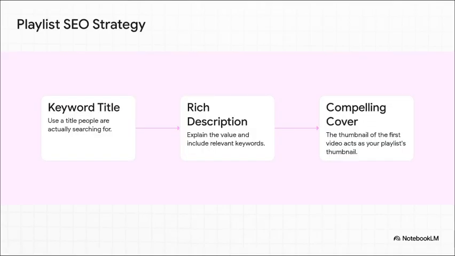So, how do you actually optimize them for search? You treat them exactly like you treat a video. You give your playlist a title that's focused on keywords people are really searching for. You write a detailed, keyword-rich description that explains all the value they're going to get inside. And, pro tip, remember that the thumbnail for your playlist is just the thumbnail of the first video in it, so you gotta make sure that one is super compelling and makes people want to click.